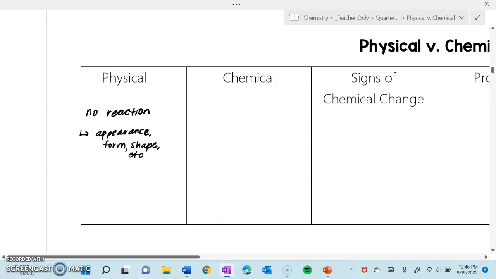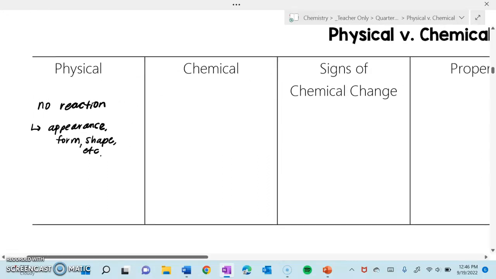Form is referring to even state of matter, solid, liquid, gas. It's still water, even if it's water vapor or if it's an ice cube. So those would even be considered physical changes in properties because we're not changing the actual substance, we're just changing its form.